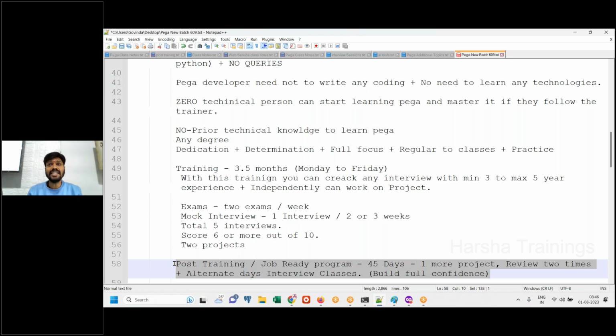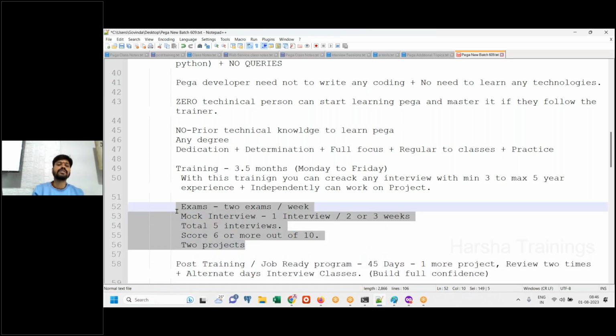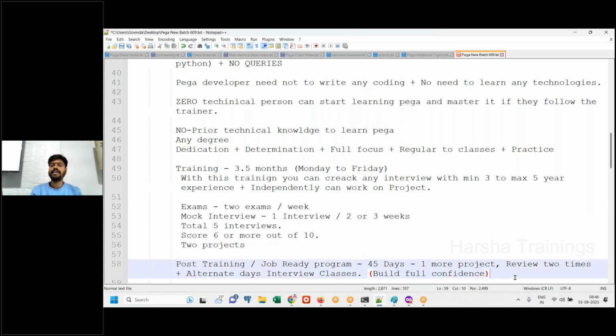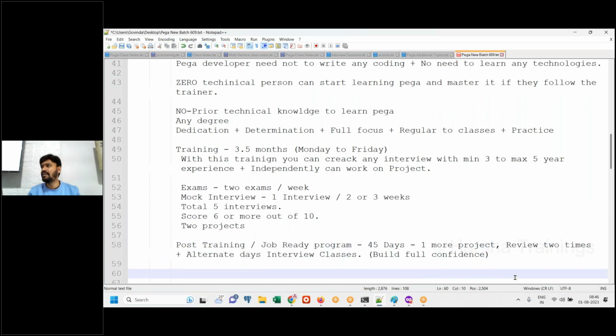But I'm again saying this is not mandatory. Though it is free, it is not mandatory. It's up to you. We will not force you. Then what about the people who cannot score 6 or more? Do they have any chance to attend this? Your 3.5 months completed. You have given 4 or 5 interviews. You are not able to be up to the mark. We will give 2.5 months additional duration.